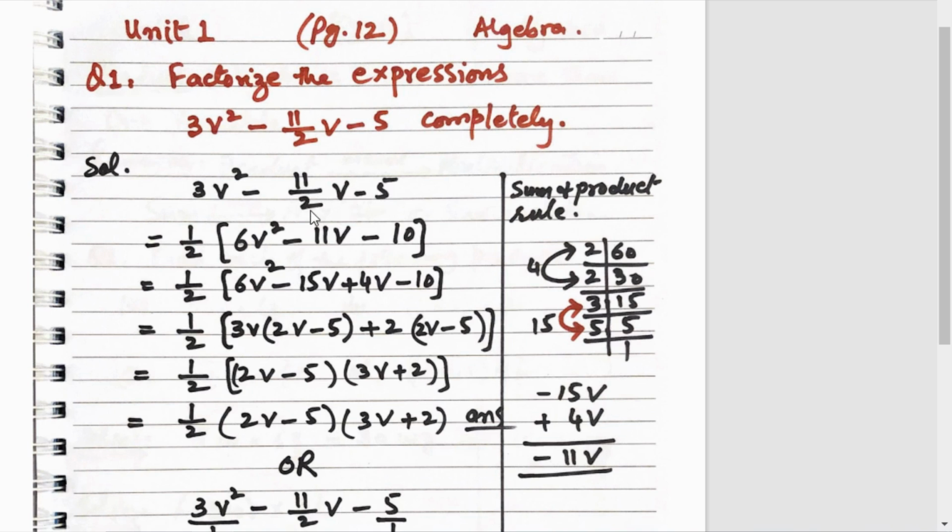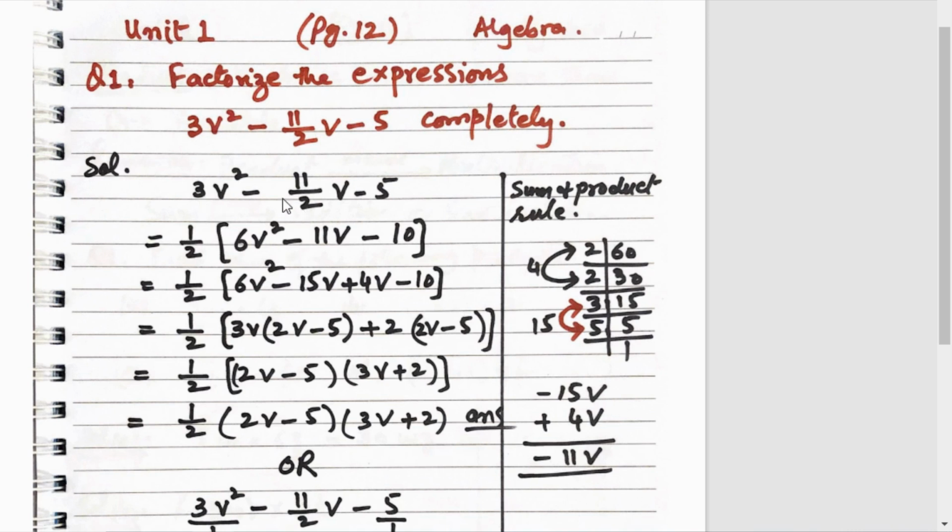If 2 is the denominator, because 2 is under the division sign, it means it is 1 by 2, not only 2. Take 1 by 2 common throughout. When we take 1 by 2 common throughout, we multiply all the 3 terms by 2. Multiply the first term by 2: 3 2s are 6v square minus.